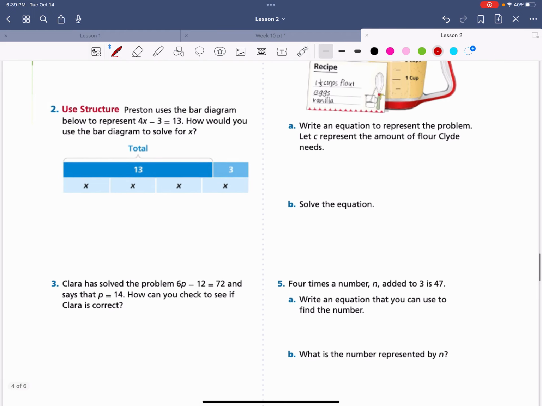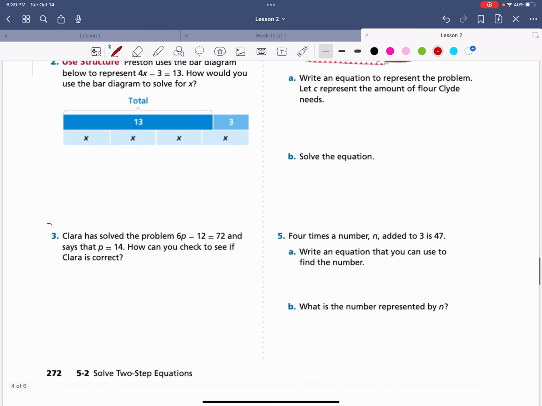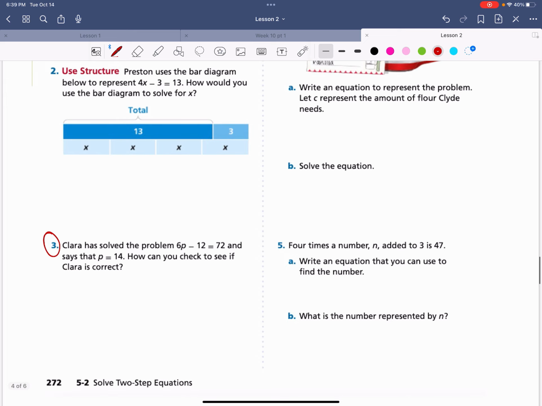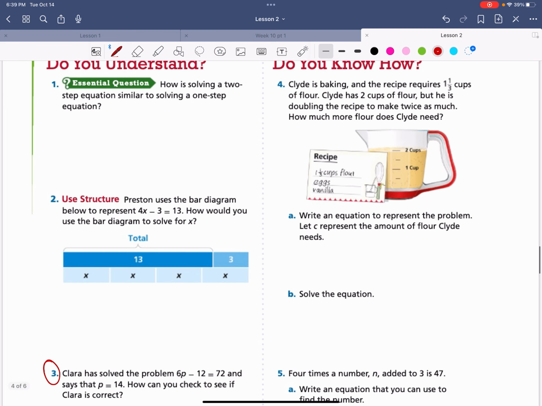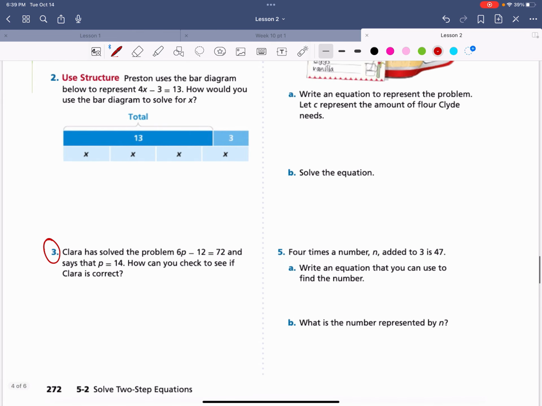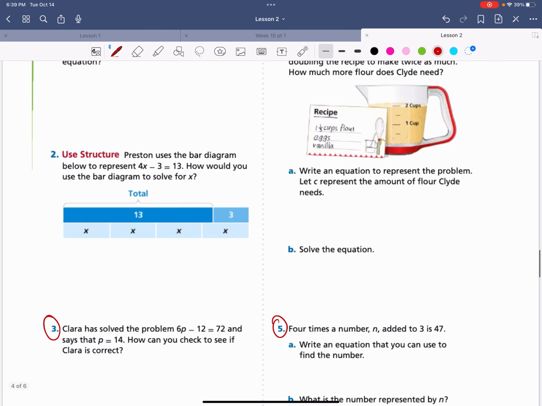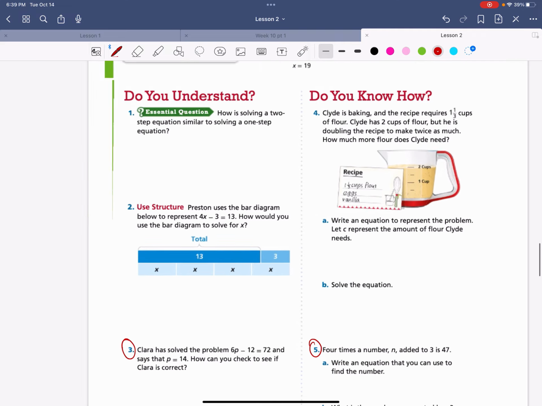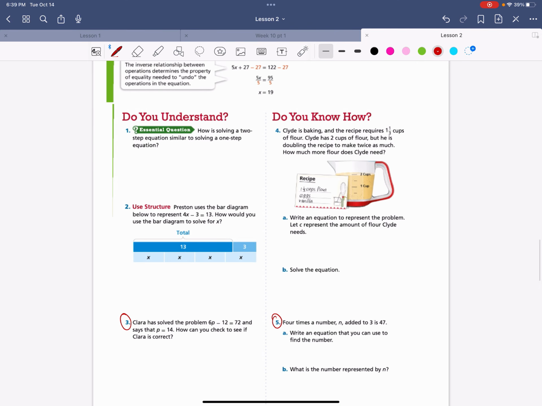All right, for the rest of buckle down time, I want you to try problems 3 and 5. Go ahead and do problems 3 and 5 in class. We will come back and look at these, and we will also do 4 before moving along with class time.